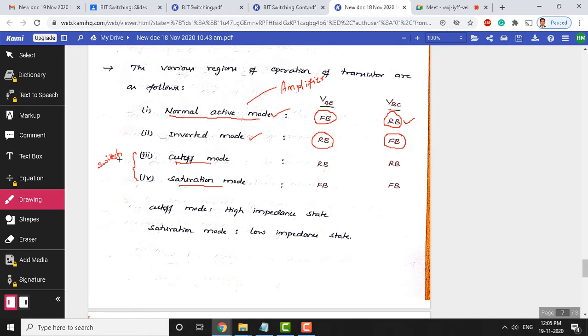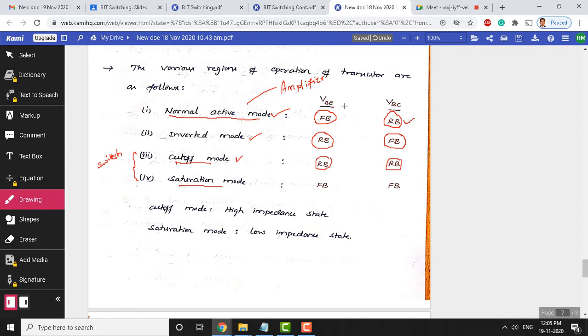Okay, it can be used as a switch here. So, cutoff mode means you need to make BJT emitter base junction reverse biased, and collector base junction also will be reverse biased here. You do not expect any current in this mode, cutoff mode, but the total transistor will be an open circuit between the emitter and the collector. So, such a mode is called as cutoff mode.